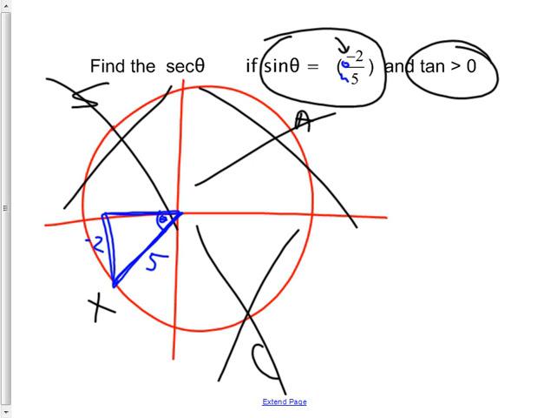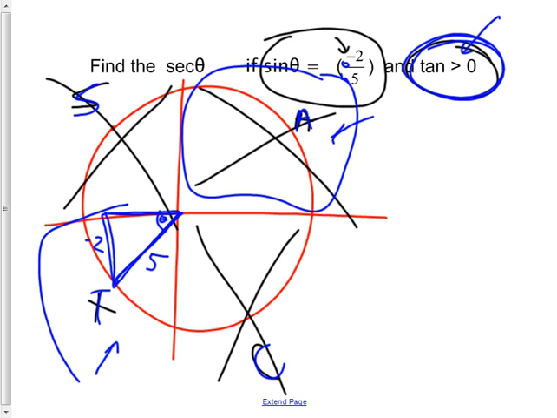Okay, this part right here, when it says tangent is greater than 0, it's saying tangent is positive. Do you get all students take calc means where things are positive? Tangent is positive here, but we already ruled that one out. And tangent is positive here. That's why it had to be in that quadrant, because by telling me tangent is positive, they're telling me it's either here or it's here.